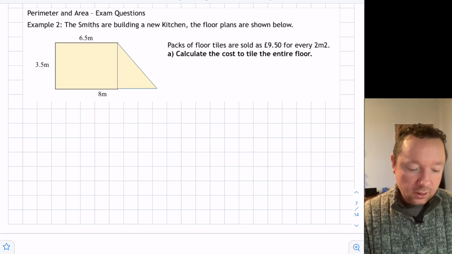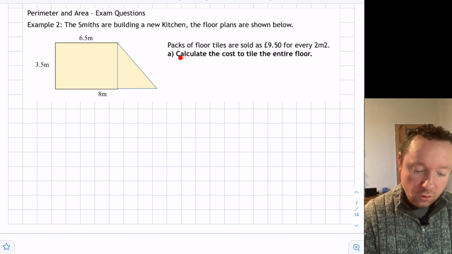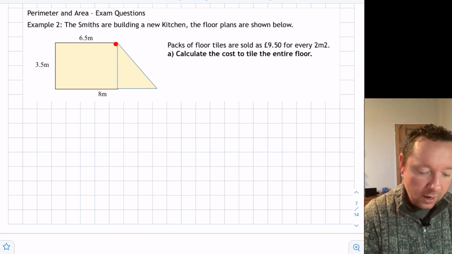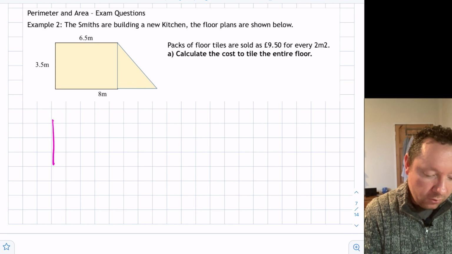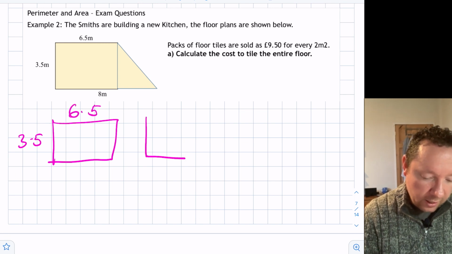Second style question. Calculate the cost to tile the entire floor, assuming that this is our floor. So tiling the floor is the area all the way inside. So I need the area of the rectangle and the triangle. Splitting it up, I've got a rectangle, which is 3.5 metres by 6.5. And then we've got our triangle.